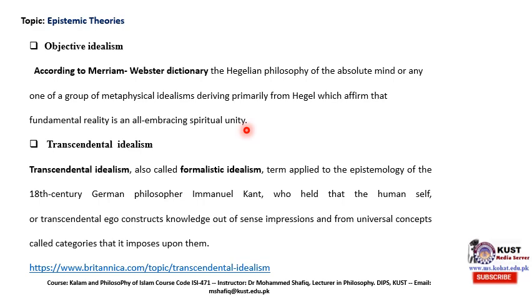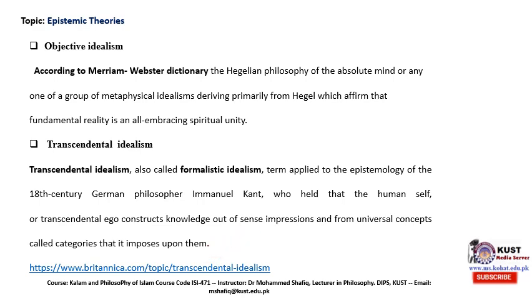And we have also Transcendental Idealism. Transcendental Idealism, also called formalistic idealism, is a term that applies to the epistemology of the 18th century German philosopher Immanuel Kant, who held that the human self or transcendental ego constructs knowledge out of sense impressions and from universal concepts called categories that it imposes upon them.